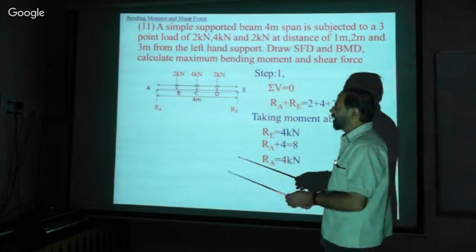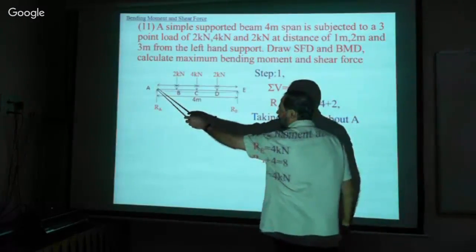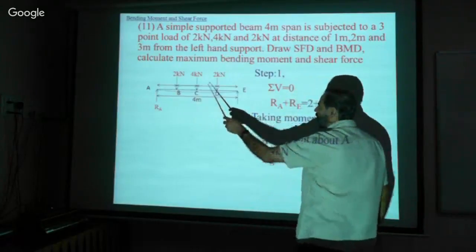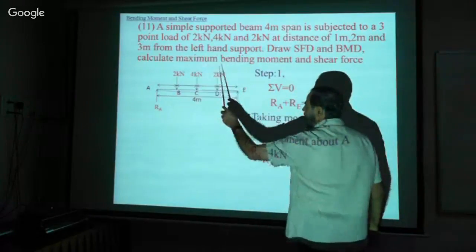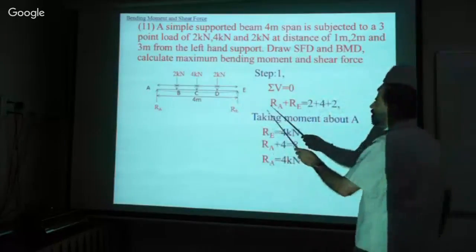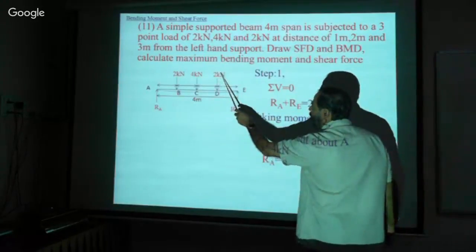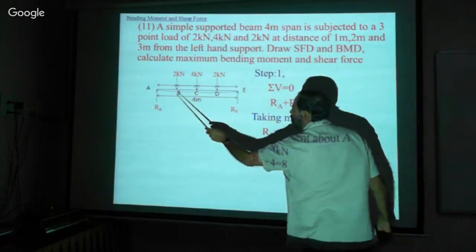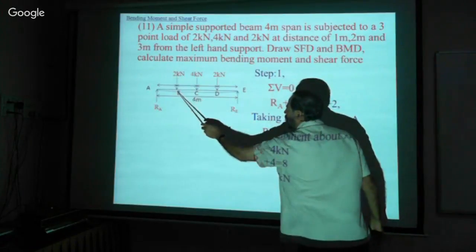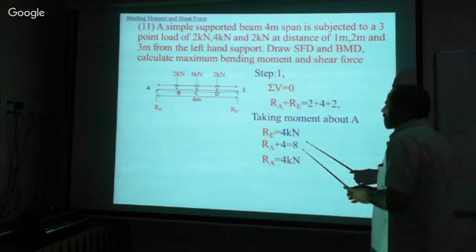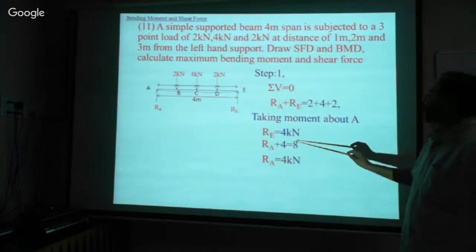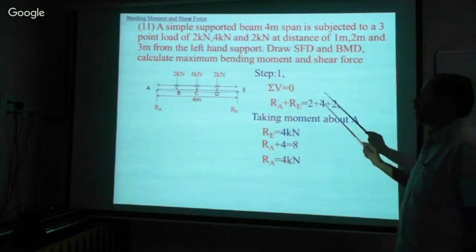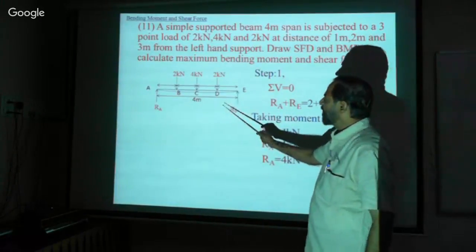See, after calculating the moment, that is sigma MA is equal to 0. Now, this is RE into 4 meters is equal to 2 into 3 meter plus 4 into 2 meter plus 2 into 1 meter. Now after doing this, we'll get RE is equal to 4 kilonewton and RA is equal to 4 kilonewton.